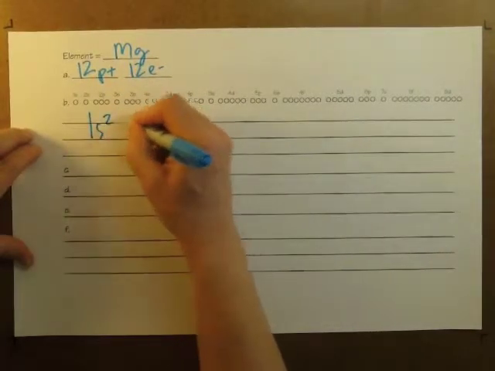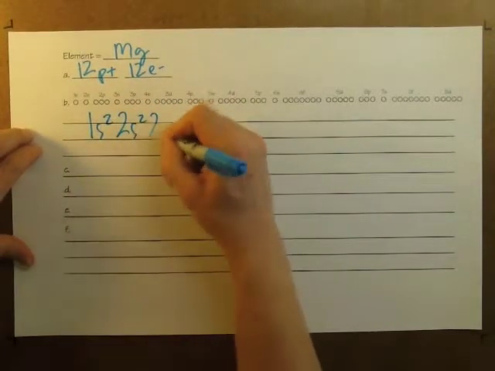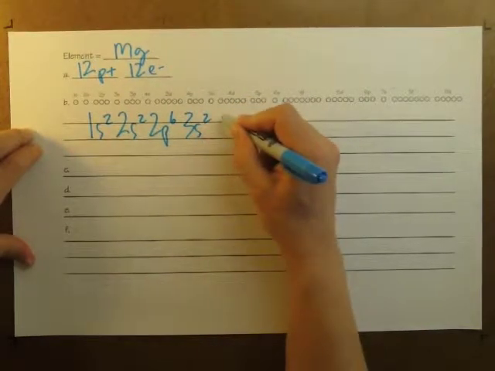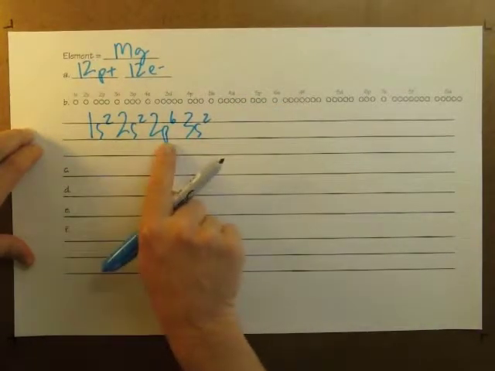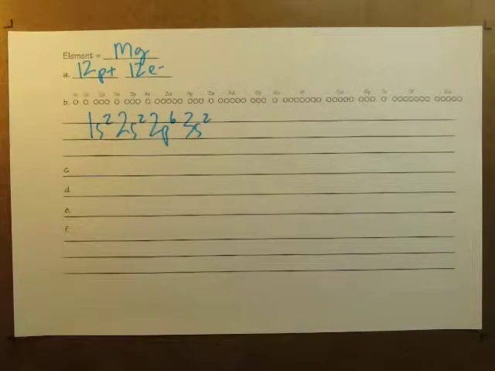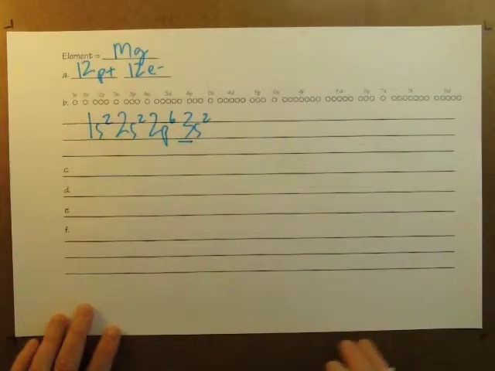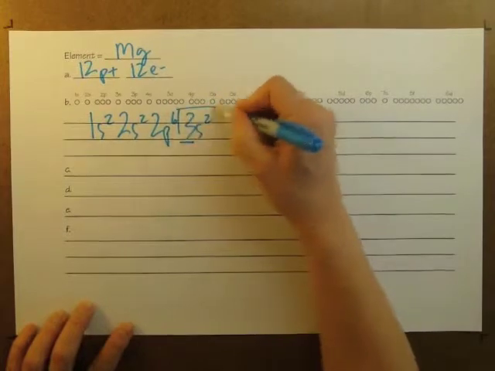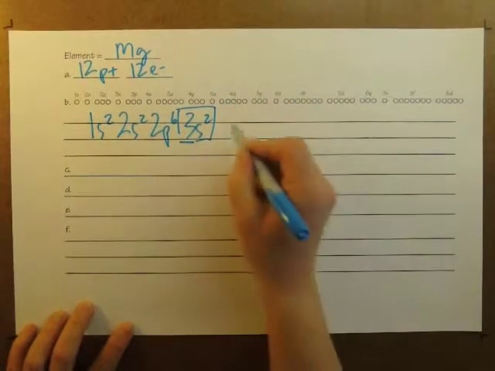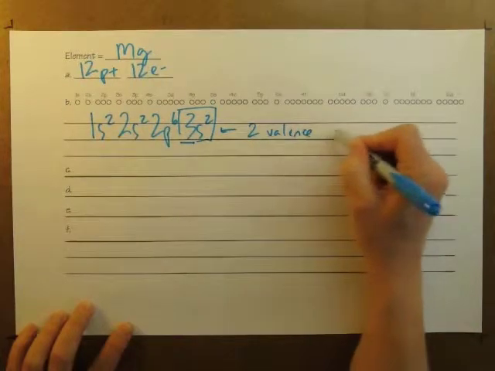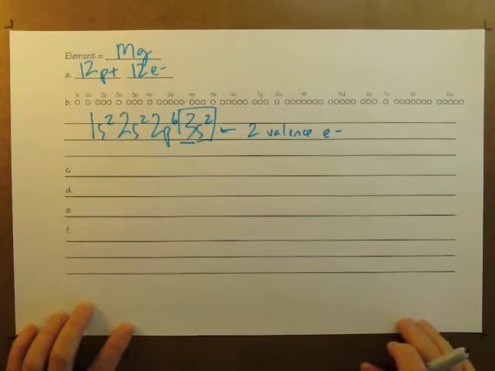So let's write out the electron configuration for those 12 electrons. 1s2, 2s2, 2p6, 3s2. Is that 12? That's 10, 12. Okay, so those are the 12 electrons in magnesium. And we'll identify which are the outermost or valence electrons. Those are the ones that have the biggest energy level number. So there are these valence electrons. There are 2 valence electrons in magnesium.